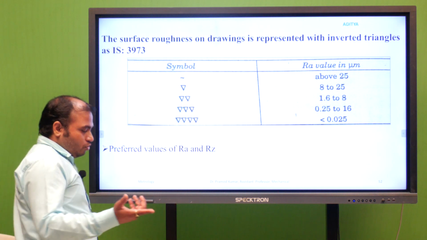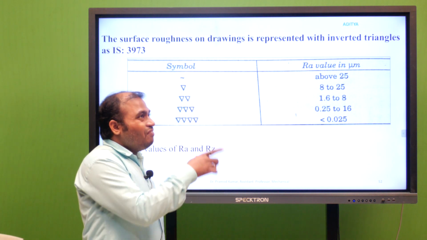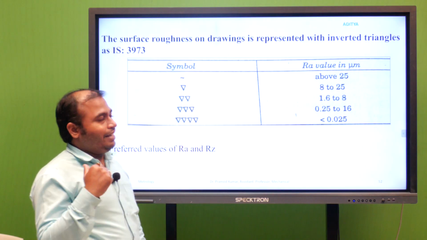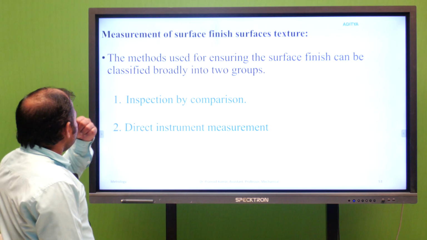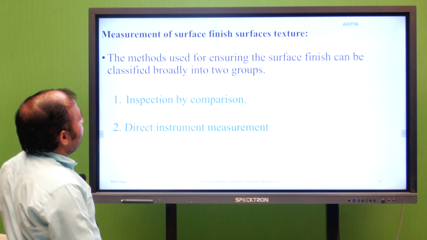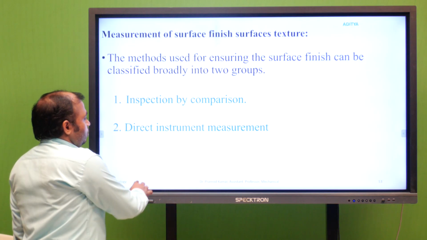In the exam they can ask some questions relevant to diagrams, they can give diagrams and they can ask the values. Now we have the measurement of surface finish.